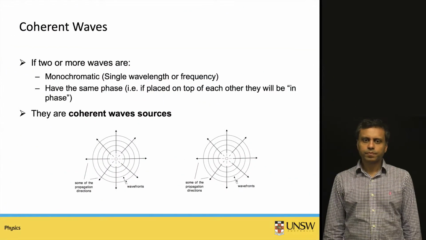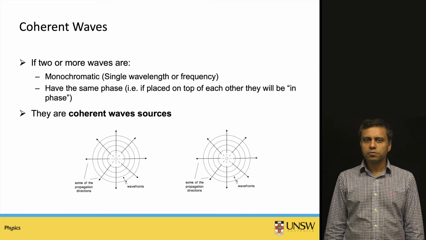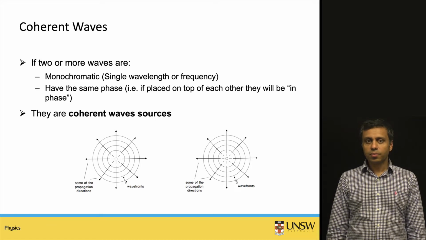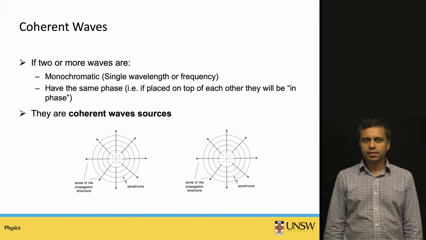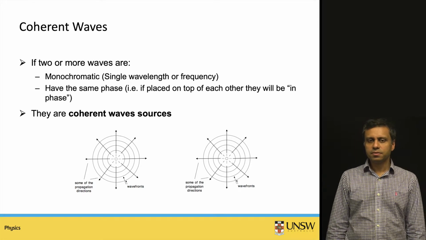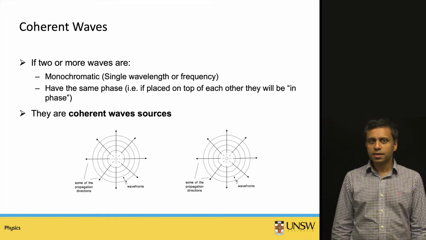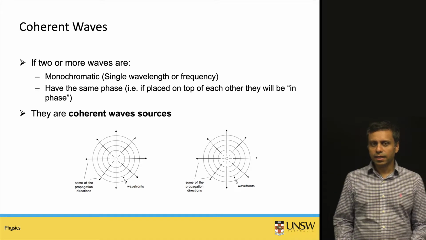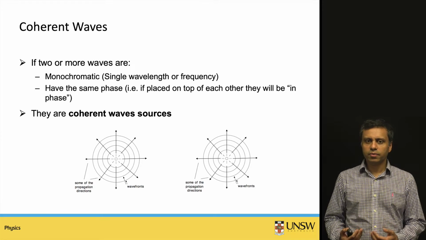Now we will discuss some interesting phenomena from traveling waves. First, let us discuss coherent waves. If two or more waves are monochromatic, that is, they have the same wavelength or frequency, and they also have the same phase, they are called coherent waves. The sources that generate such waves are called coherent wave sources.